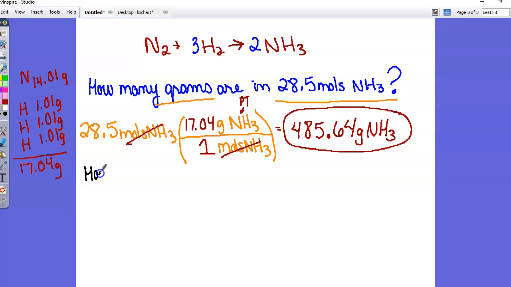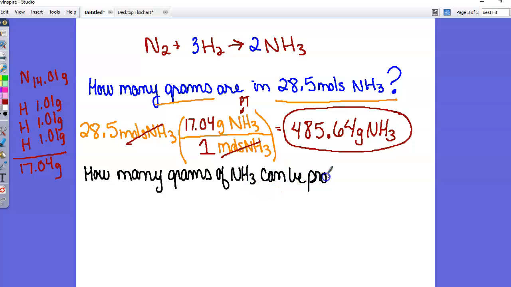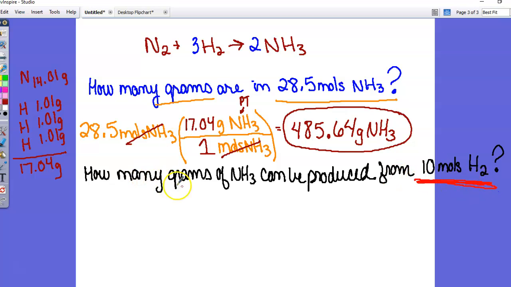I want to know how many grams of ammonia can be produced from 10 moles of H2. All right, you've never had a problem like this before. So you're given 10 moles of H2 and you're asked to find grams of NH3.